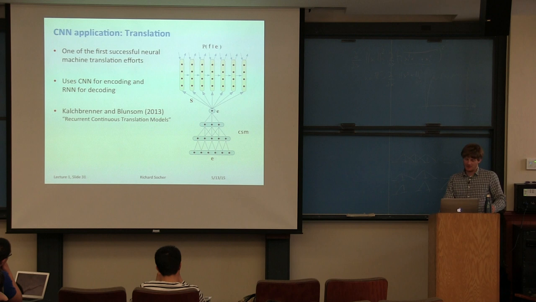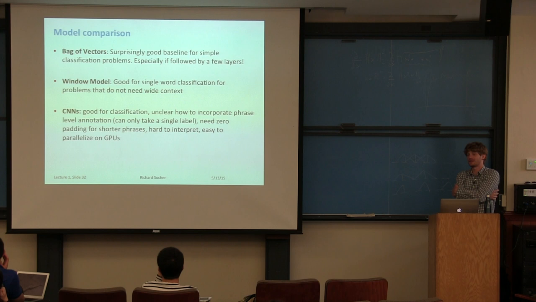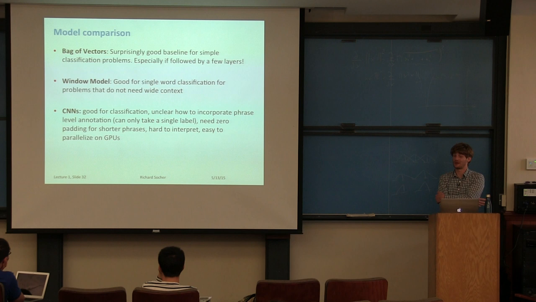All right, so let's finish the last couple of minutes with a quick model comparison of the various models that we've looked at so far. Basically, we started with a very simple bag of words, and hence for deep learning, bag of vectors model, which actually turns out to work surprisingly well for a lot of simple classification problems. You just literally take all your vectors, you sum them up, or you average them, and especially if you put another couple of standard neural network layers on top of that, it actually works incredibly well.